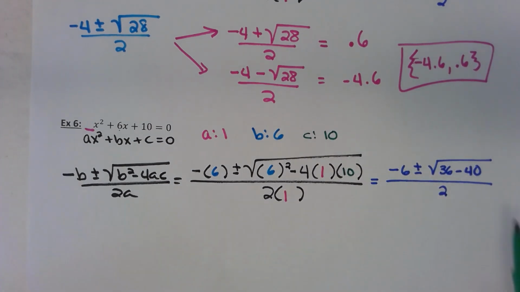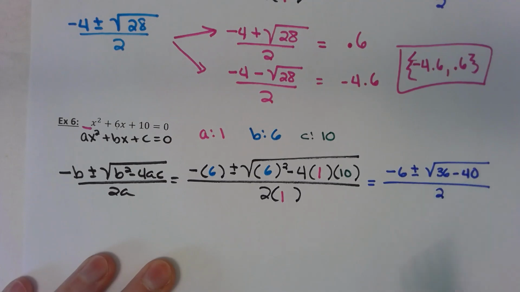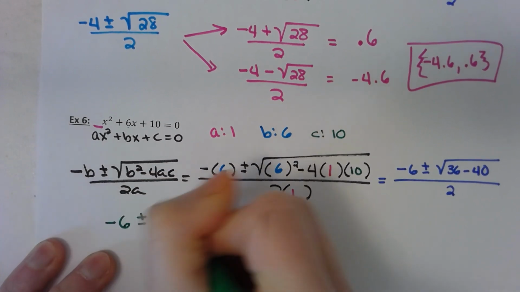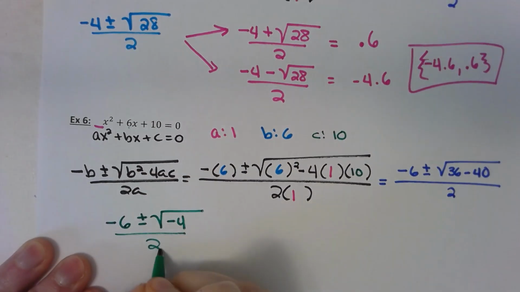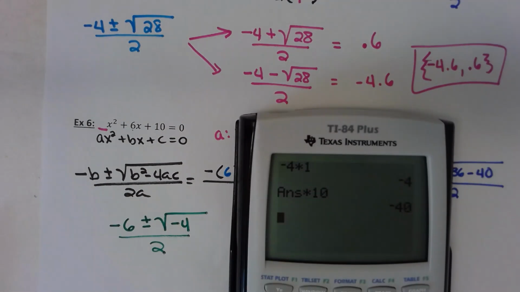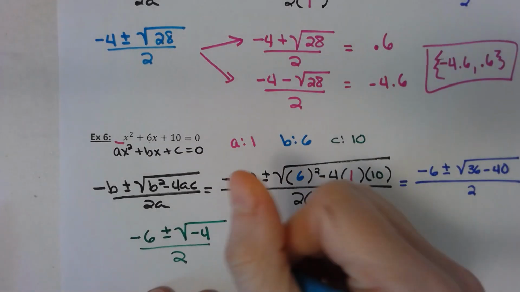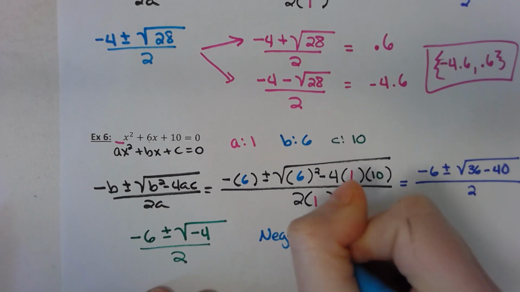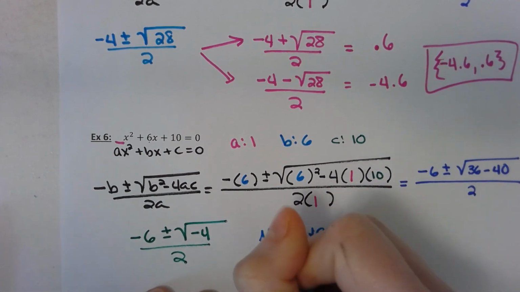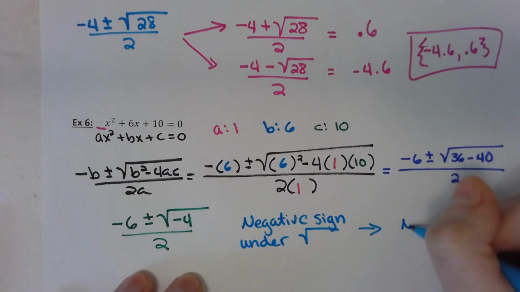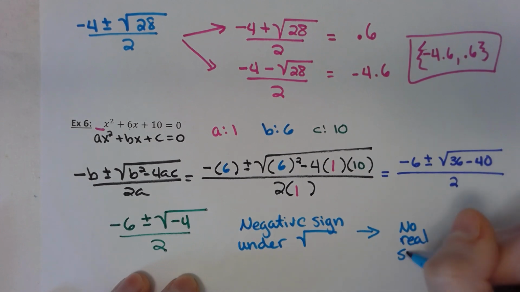So now whenever I take this and I simplify, 36 minus 40 is actually a negative 4. So I've got negative 6 plus or minus the square root of negative 4, this whole thing divided by 2. Just to remind you, because this is something we talked about on the first part of notes 2, if you have a negative number underneath your square root sign, then we do not have a real answer. So I would like for you to make this note: negative sign under the square root sign means no real solution.